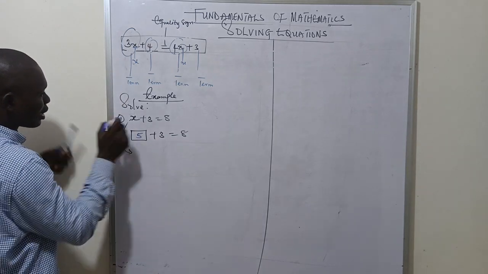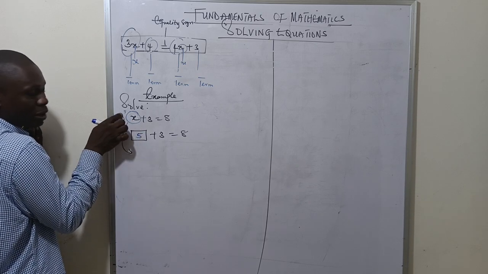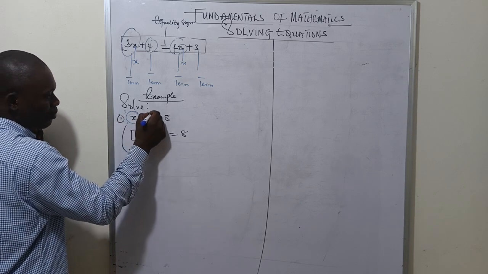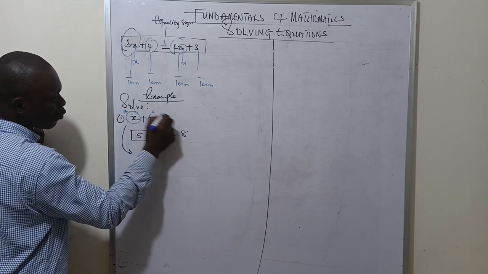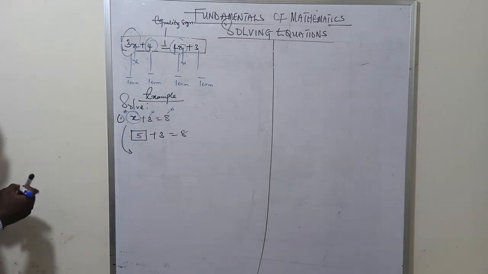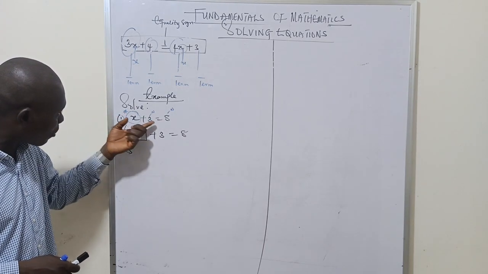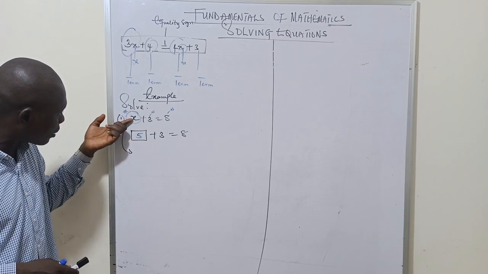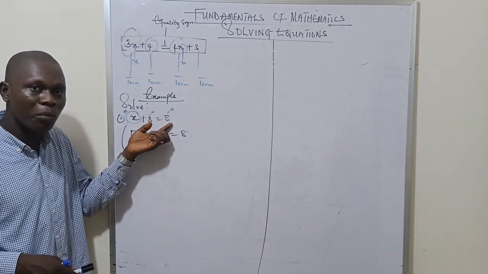This term here belongs to the family of alphabet, and this term here belongs to the family of number. This is the family of number, and the family of alphabet is here.